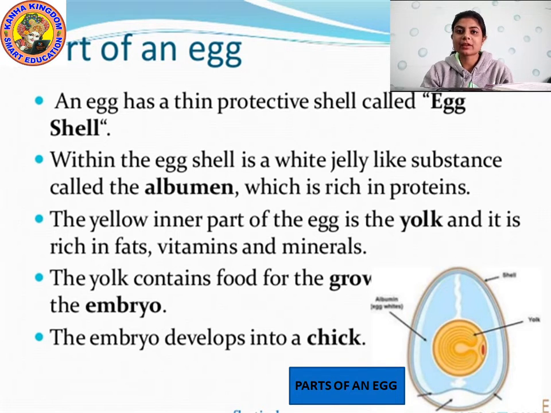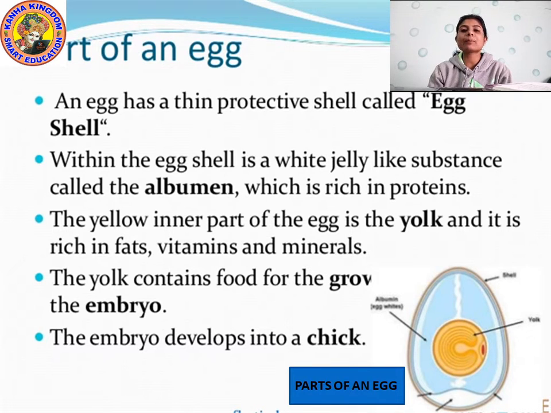It is written in the slide. What are the different parts of the egg? It has a protective outer layer called eggshell, which protects the inner part of the egg. The white jelly-like substance inside the egg is called albumen, which is rich in protein. There is a yolk where the embryo is formed, and this yolk contains vitamins, minerals and fats, which provide all the essential nutrients for the embryo to grow into a baby. When the baby is fully matured, the egg hatches and the baby chick comes out.